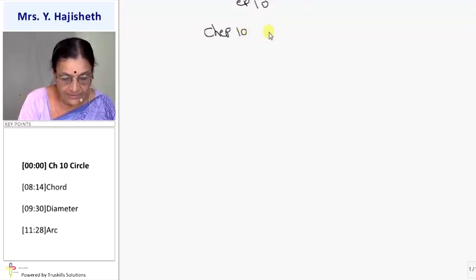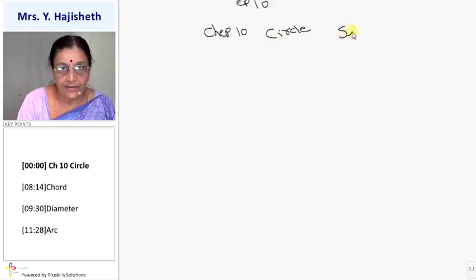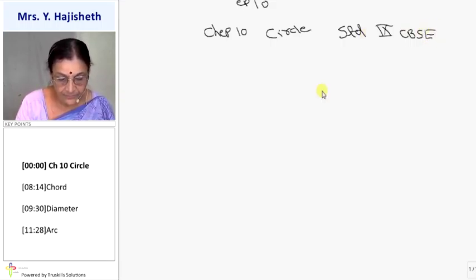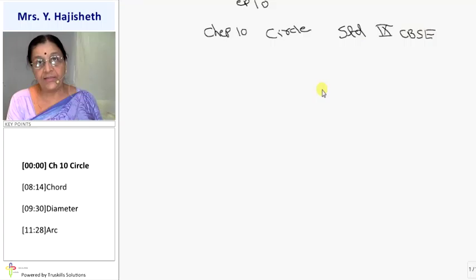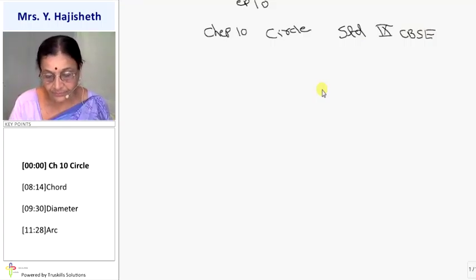The name of the chapter is Circle. Standard 9 CBSE. Subject: Maths. Now see, in this chapter, what are we going to learn?